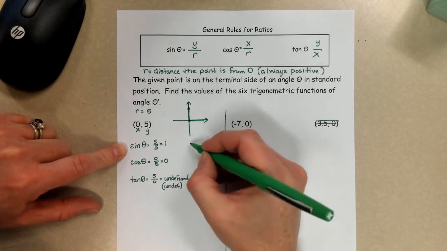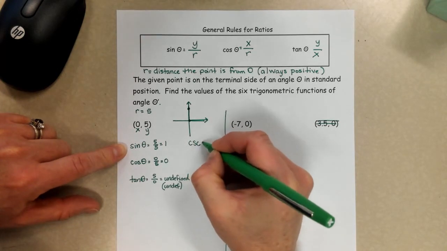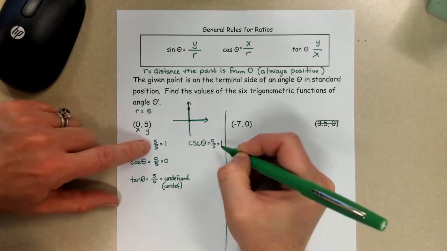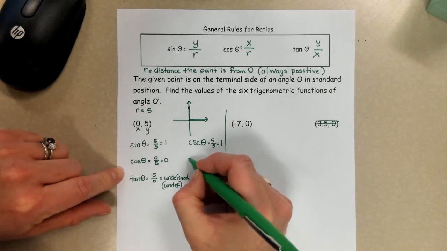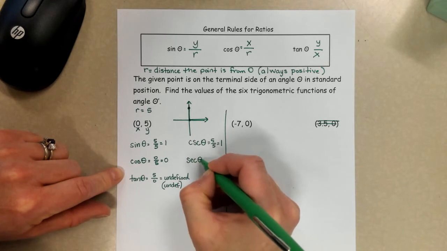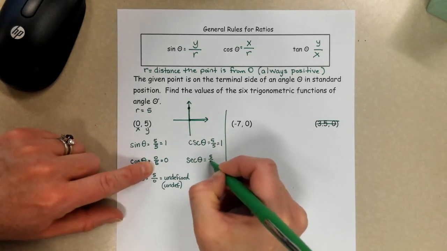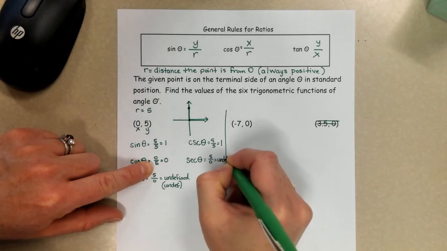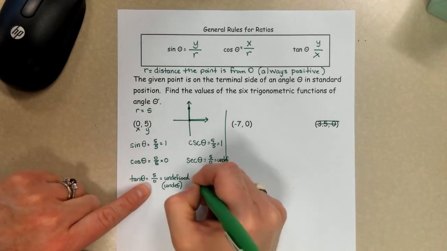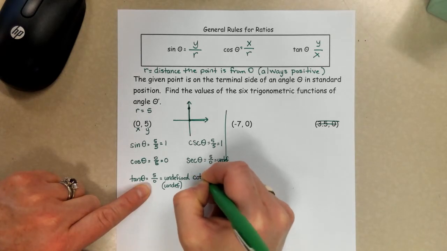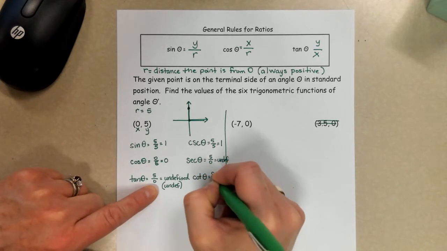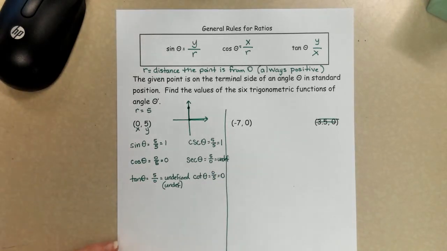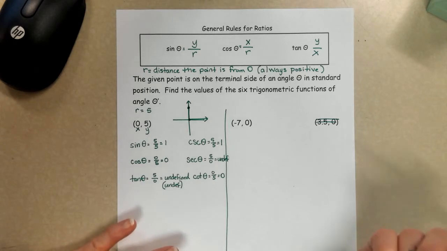Remember, a reciprocal of sine is a cosecant. Well, that would still be 5 over 5, so that would still be 1. Secant is the reciprocal of cosine, so that's 5 over 0, which now is undefined. And what used to not work, tangent, is now cotangent, so that's now 0 over 5, which simplifies to 0. Okay, one more time.